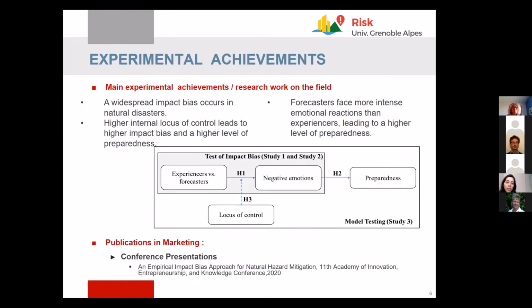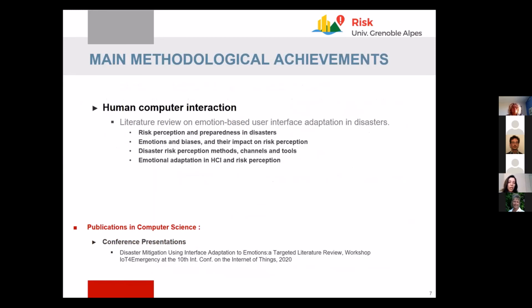People with a higher locus of control think they have control over the outcome of their actions. So when they are experiencing higher negative emotions, they can feel responsible for what is going to happen to them, for example, in an incident or a natural hazard incident. Then we started working on human-computer interactions.